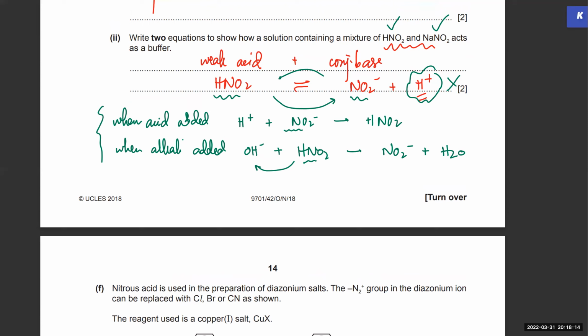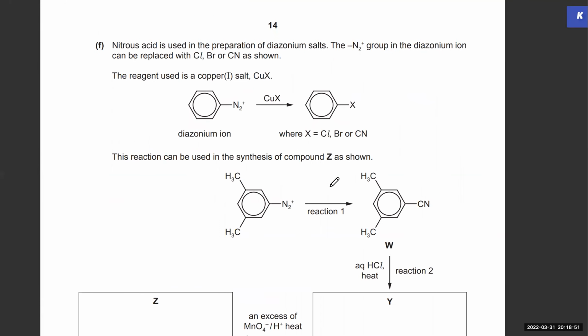So then there's another thing. The other thing is why can't you have a buffer solution by just having a weak acid? A weak acid will have very few NO2- ions, because it ionizes very little. So there wouldn't be enough conjugate base to neutralize the acid. So you need extra NO2- ions, and those extra NO2- ions usually come from the salt.